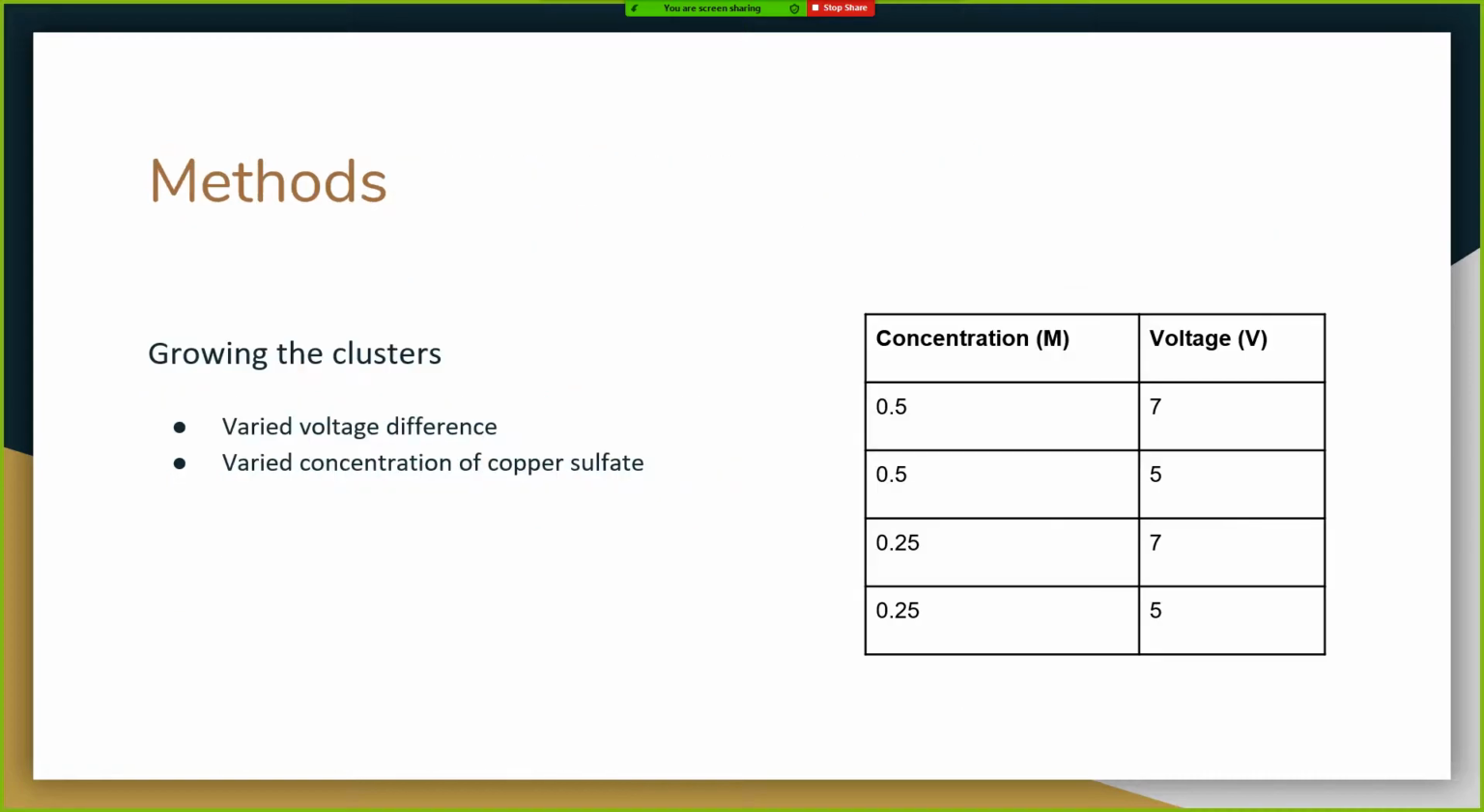So what I decided to do was to vary not only the voltage, but also the concentration. So I picked a couple different sets of concentrations and voltages shown by that table over there. 4 specifically is what I started with: 0.5 molarity, 7 volts, 0.5 and 5 volts, and then switched over to 0.25 and 7 and 0.25 and 5. So I planned to grow multiple clusters under each specific parameter set, and would hope that the clusters grown in those sets look similar to each other within the sets, but different from the different sets.